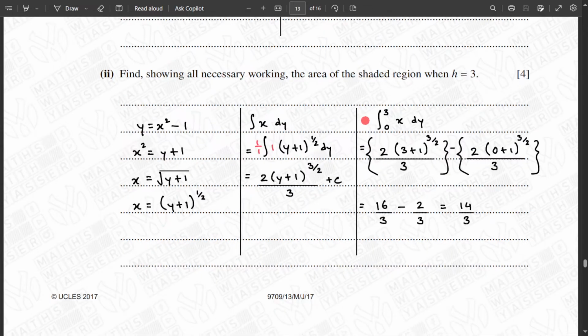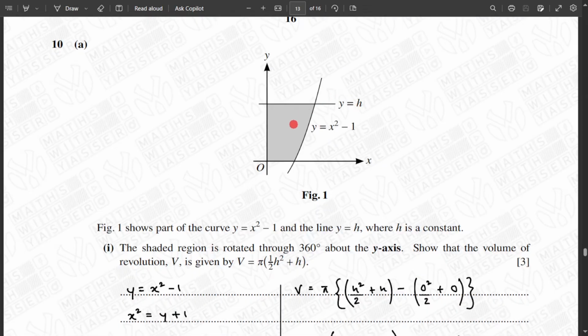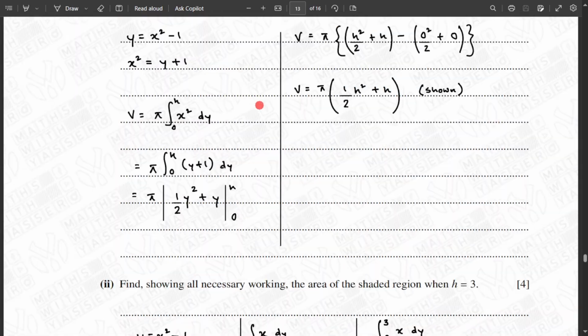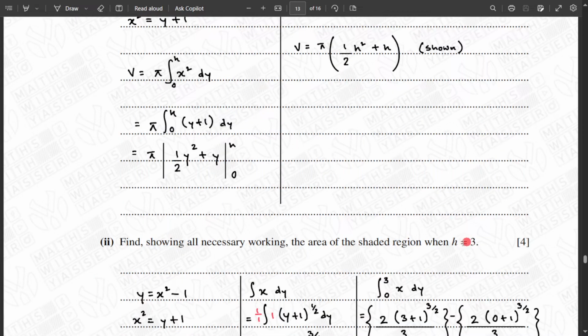Let me show you the diagram again. Now we are trying to find the area of the shaded region with the help of the y-axis. So the limits will be 0 and 3. So h is 3. That's why we are integrating x with respect to y.